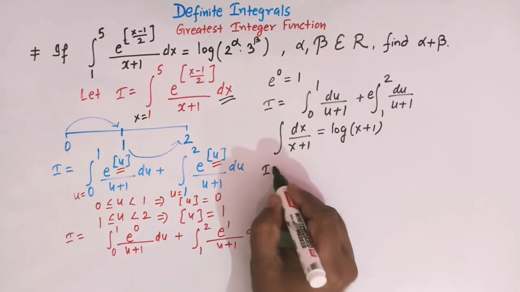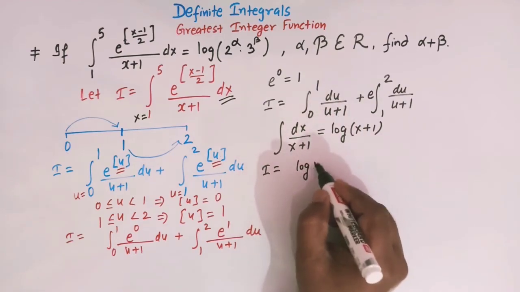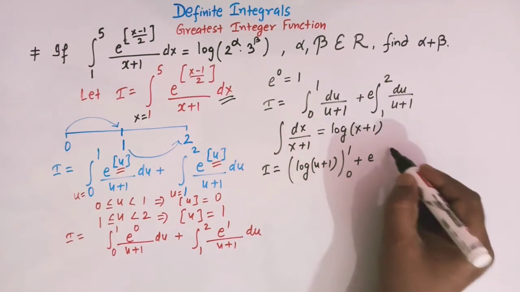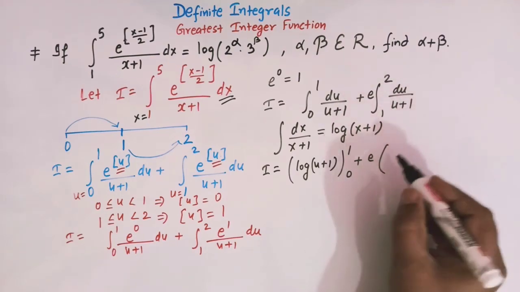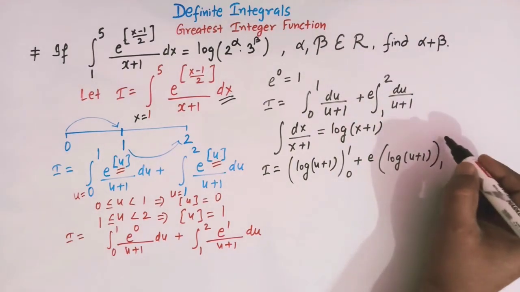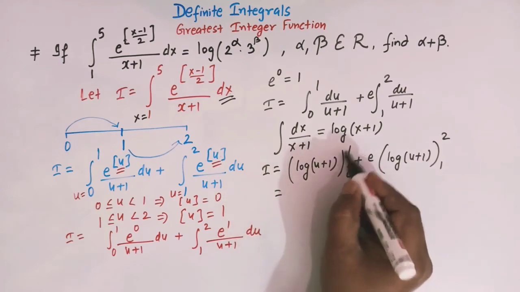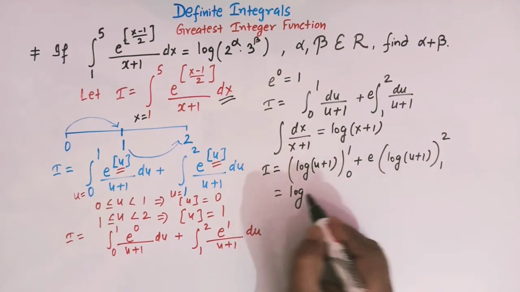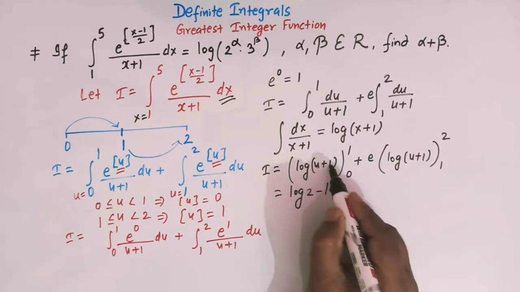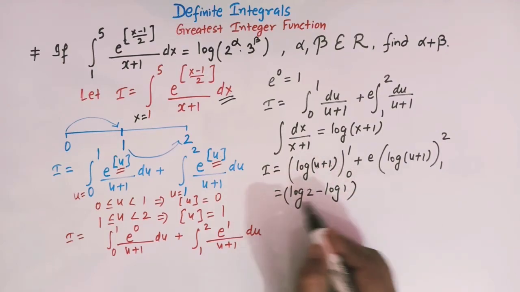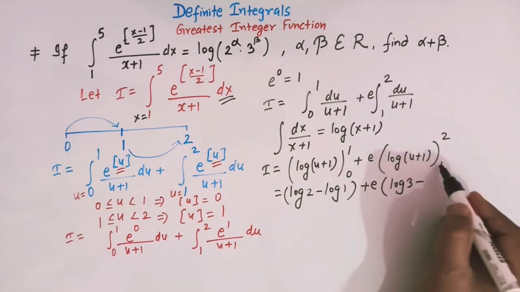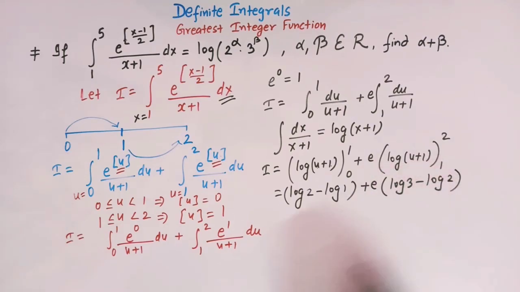So now I is equal to log of u plus 1, and the limits of integration are from 0 to 1, and here we have e, and the integral of 1 over u plus 1 is log of u plus 1, and the limits are from 1 to 2, right? So now we can substitute the limits and we'll take the difference. So we have log of, here we have u is 1, so 1 plus 1 is 2, minus log of 0 plus 1, so this is 1, and here we have e, 2 plus 1 is 3, and here we have 1 plus 1 is 2, so this is log of 2, right?